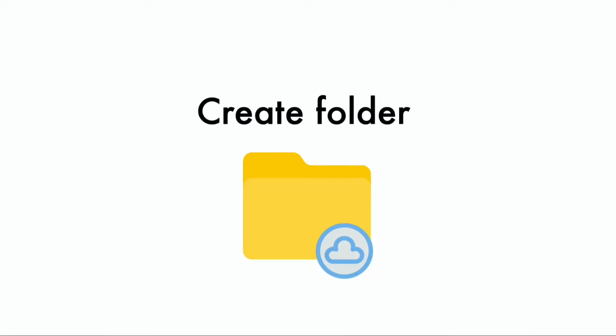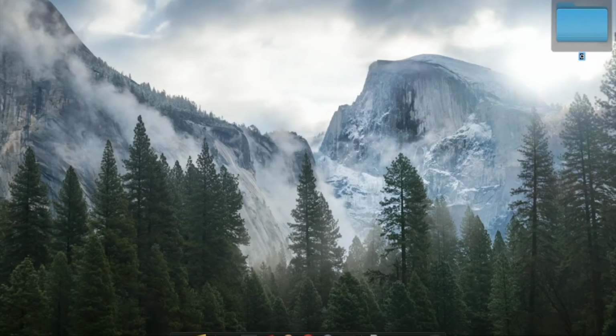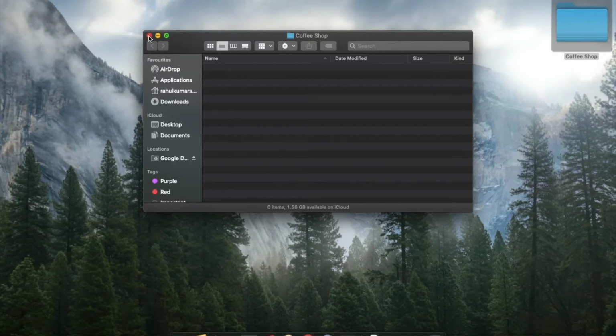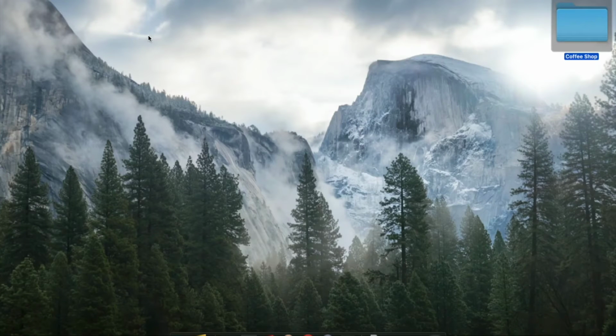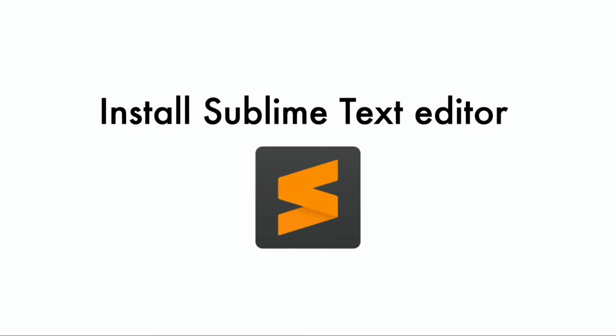So first, we will create a folder and name it coffee shop. Keep in mind that's going to be one of our first projects that we're going to be building. It's a website for a coffee shop. So this folder, we're going to name it coffee shop, and we'll put all our HTML files inside this folder later on. First, we're just going to create this folder on our desktop and leave it at that.